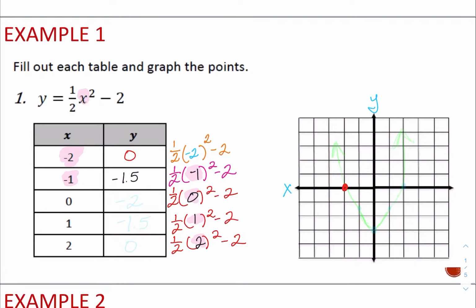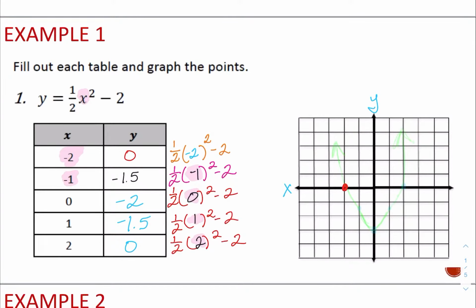And then once you put each of those in your calculator separately, or you do the math for each of them, for 0, you should have gotten -2 for the y. For 1, you should have gotten -1.5. And then for 2, you should have gotten 0.